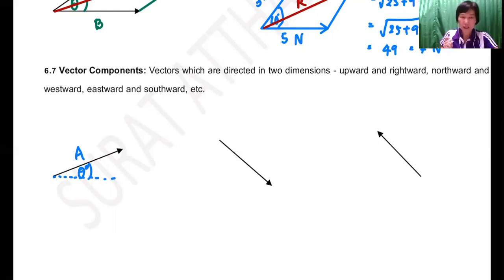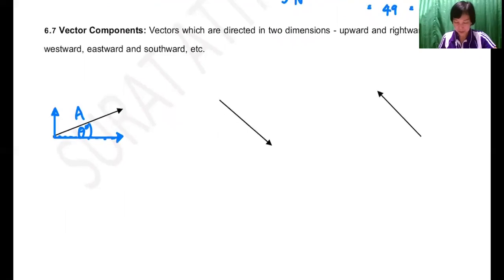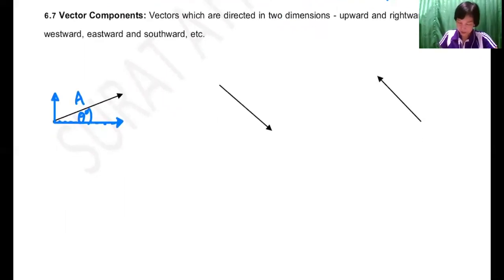So one component of this vector must be from the east, in this direction, and the other component must be from the north direction. Why? I will review this for you first. Suppose that we have two vectors that look like this: this vector and this vector.